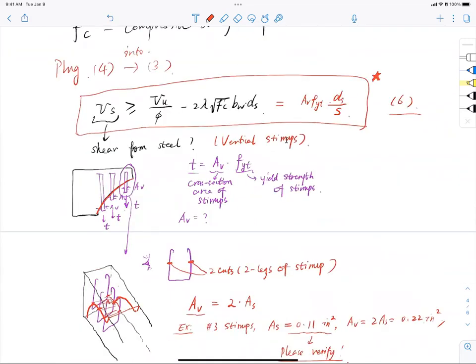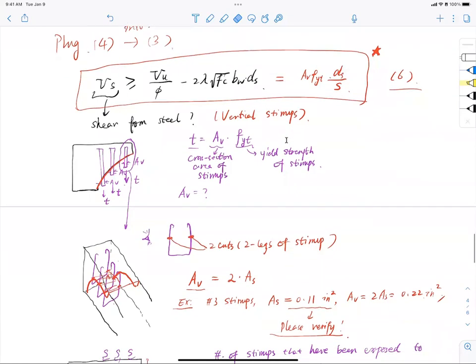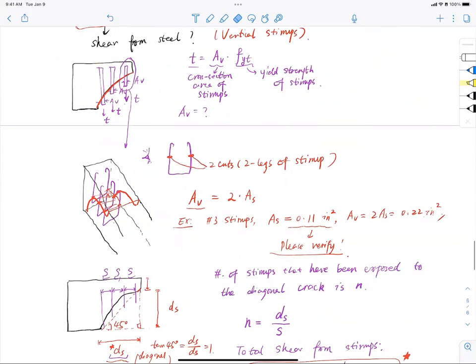That being said, once we have the concrete contribution, we can then calculate the reinforcement contribution VS equal to Av fyt ds divided by s. Av is the cross-section area of the transverse reinforcement, the stirrups. Note that we usually have two legs of a stirrup. So if each leg has 0.11 square inch for number 3 stirrups, you end up with 0.22 square inch of area for the stirrups, Av.